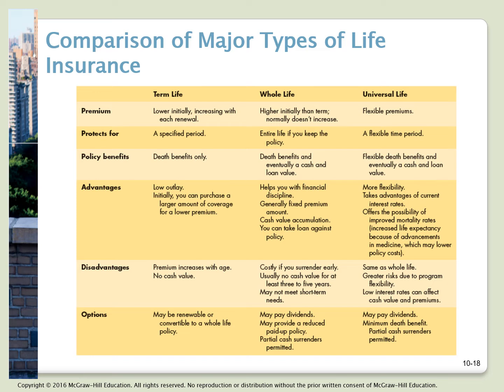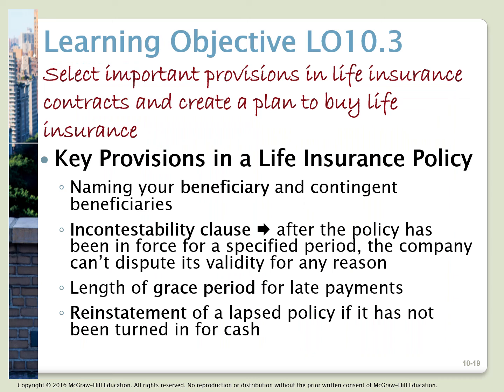The universal life policy takes it to another level. It's more flexible. It takes advantage of current interest rates, offers a possibility of improved mortality rates and increased life expectancy because of the advancement of medicine, which may lower policy costs going forward. At any rate, it's very similar to whole life, but greater risk due to program flexibility, things going up and down, and interest rates in particular.